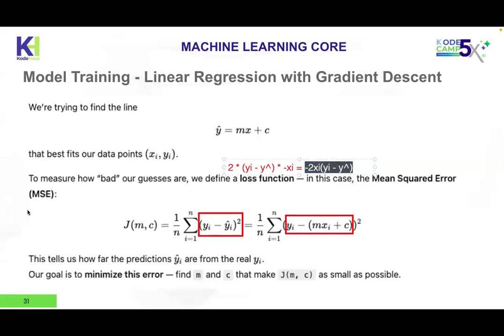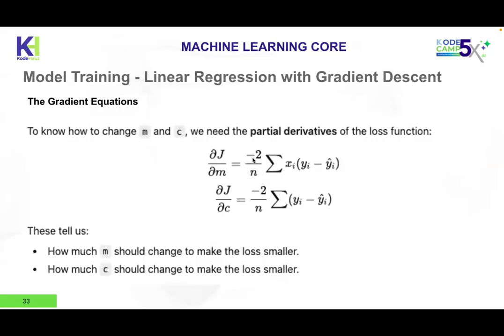That's what this is. Minus 2xi into yi minus y hat. Of course, divided by n, because that factor is still there. So it's minus 2 over n xi into yi minus y hat. That's the del j del m. If you do the same thing for c, you'll find that because c doesn't depend on x at all, it's just minus 2 yi minus y hat. Summation is still there.